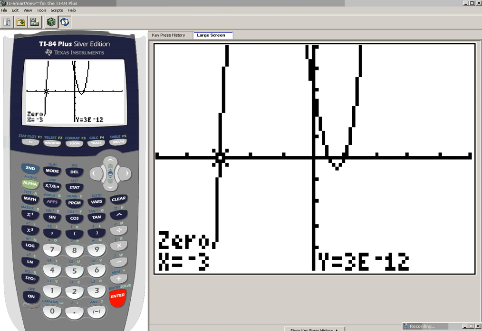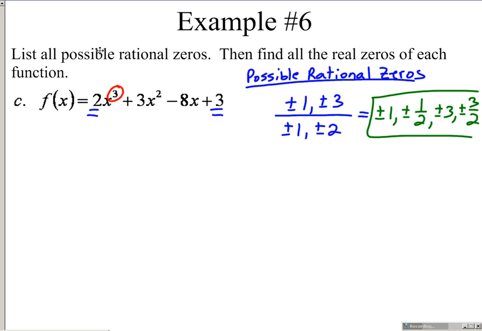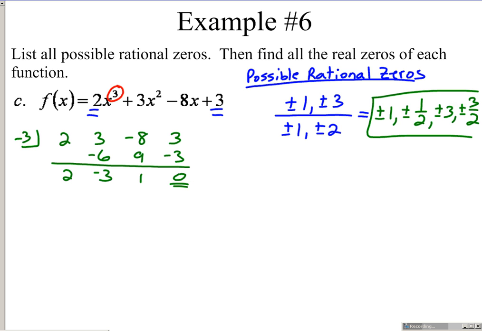So now we verify that that is indeed a 0 by synthetically dividing by it. We have 2, 3, -8, and 3. Bring down the 2 and synthetically divide. A remainder of 0 shows that -3 is indeed a solution, which we knew from the calculator. And now we have it reduced to a quadratic: 2x squared minus 3x plus 1 equals 0. We need to factor or use the quadratic formula to find the remaining solutions.